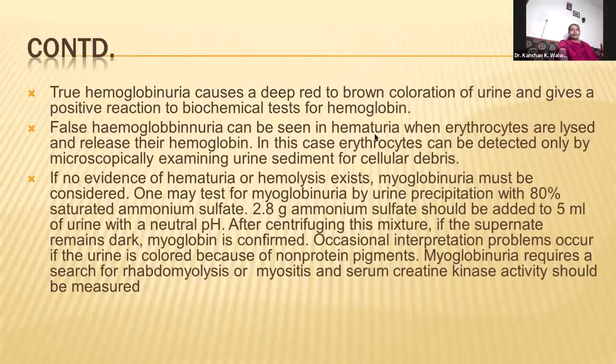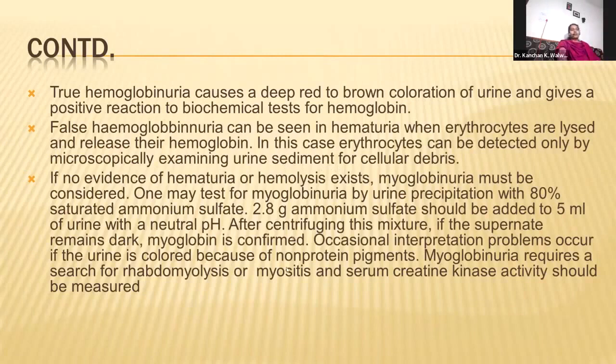In hematuria, the RBCs settle down, and in hemoglobinuria, the RBCs are lysed and hemoglobin is released. This can also be detected with the help of a microscope. You can take one or two drops of fresh urine, put a cover slip, and look under the microscope. RBCs can be seen as reddish dots under the microscope.